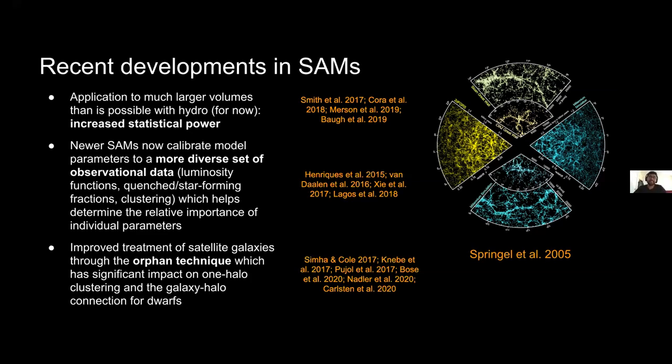On smaller scales, there's been quite a lot of interest of late in this so-called orphan technique, which I'm sure will come up later on over the course of the next couple of days.